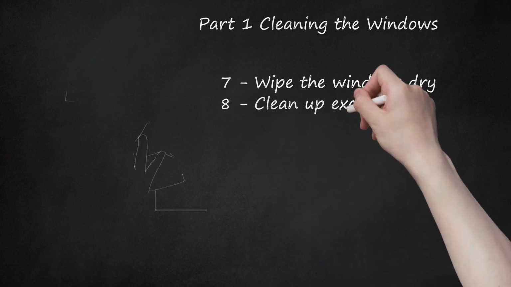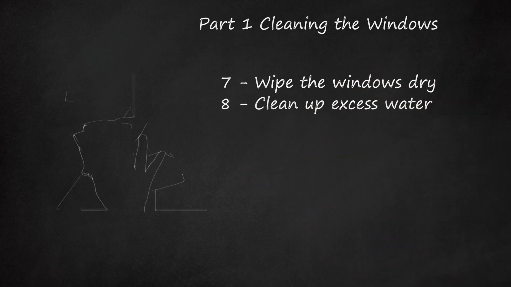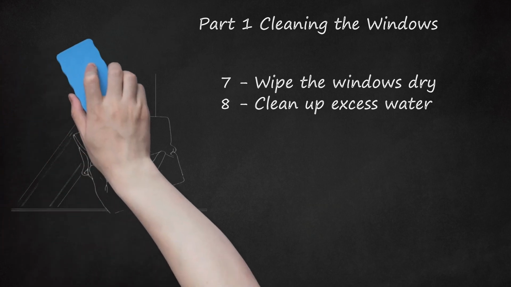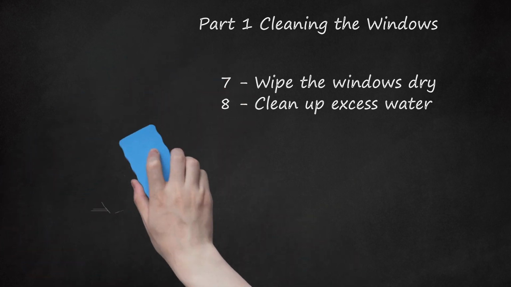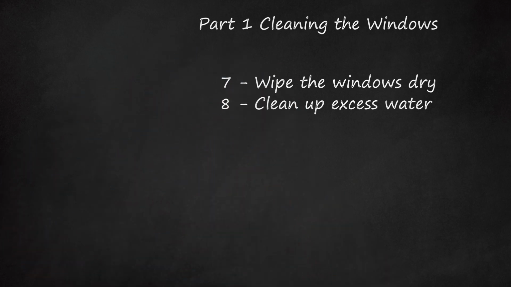8. Clean up excess water. After you've cleaned and dried each window, use a dry cloth or towel to dry excess water that's dripped or accumulated around the edges of the window, on the sill, or on the floor. Drying excess water won't help with streaks, but it will prevent mold and water damage around your windows.